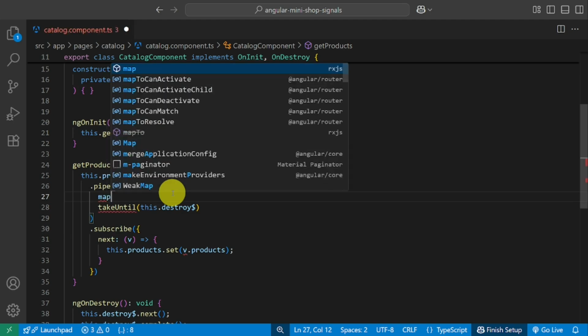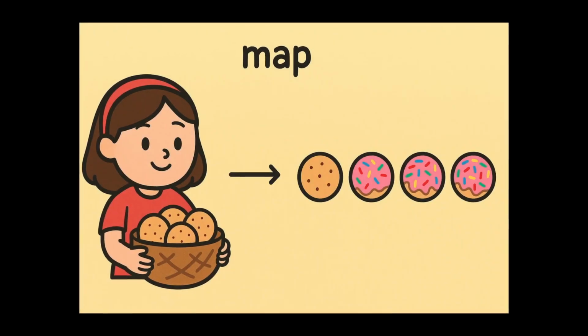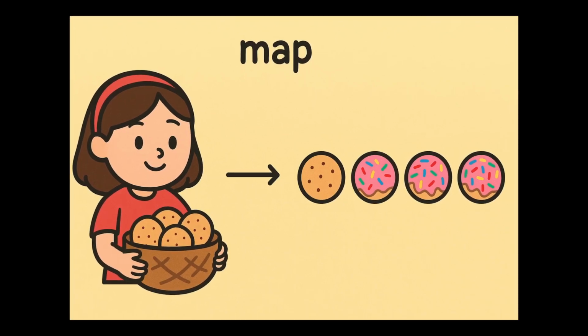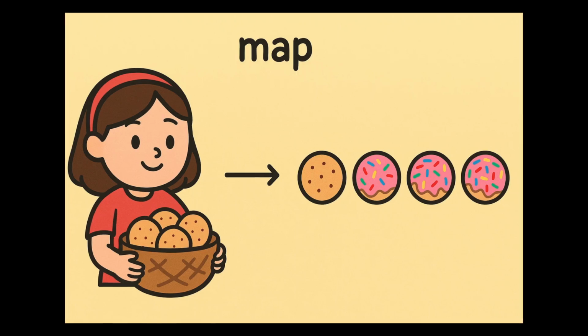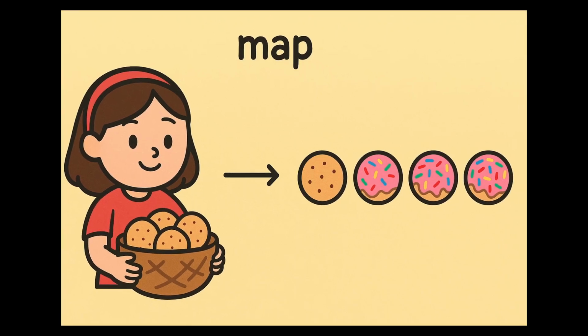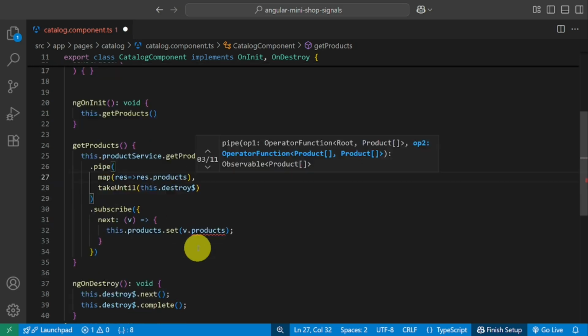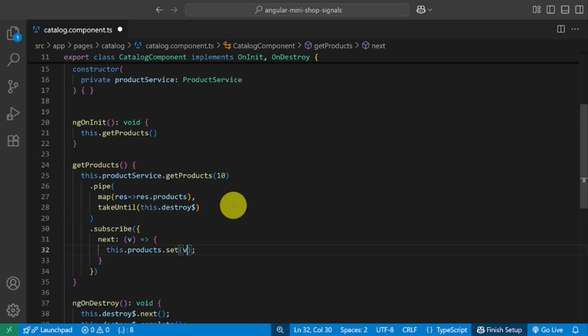Exactly. The map method. What does the map method do? Imagine you have plain cookies and you want to turn each one into a sprinkled cookie. Map is like a magic wand that changes every cookie in your stream into something new, but you still get the same number of cookies. Here I used map to extract products from the response. So in the set method, I don't need to write v.products anymore. Just v is enough.